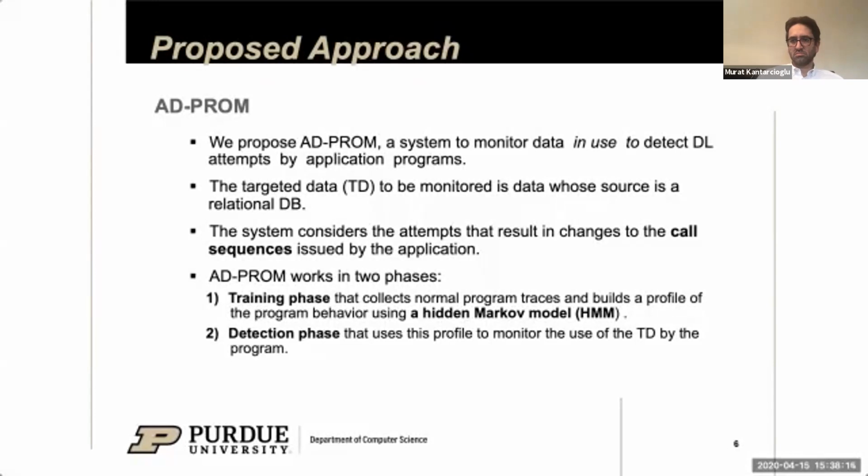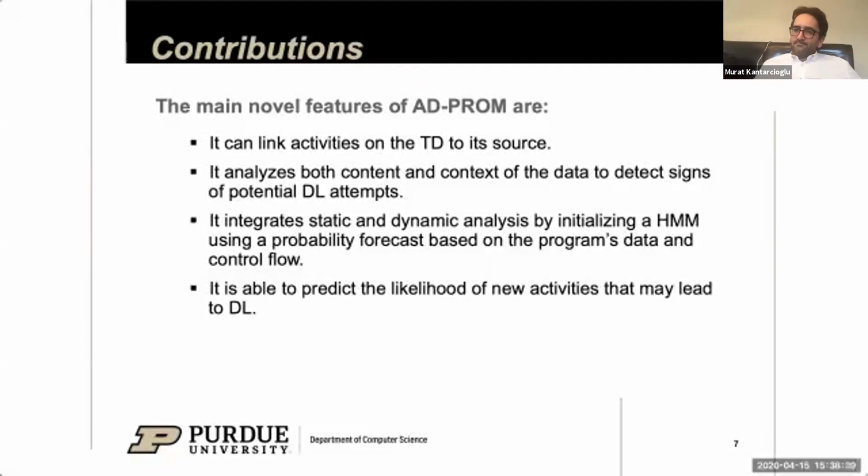Our system works in two phases: the training phase and the detection phase. In the training phase, the system collects normal program traces and builds a profile of the program. And in the detection phase, the system uses the profile to monitor the use of the targeted data by the program at runtime. The main contributions in our system are its ability to link activities performed by application programs on the data to its source, which is the database.